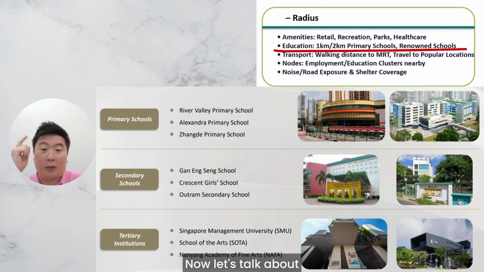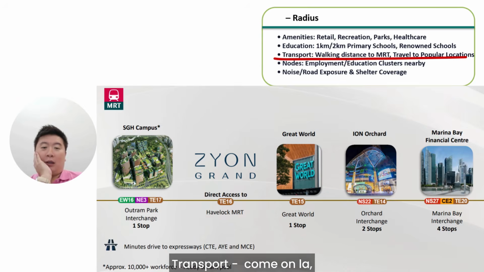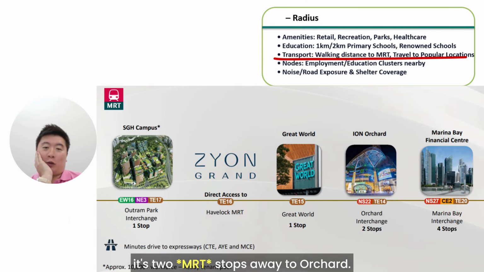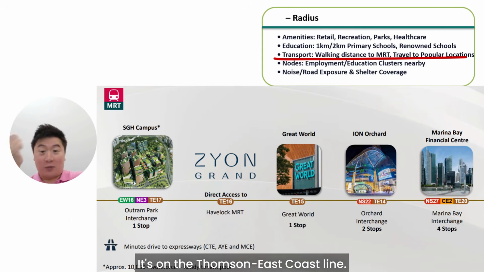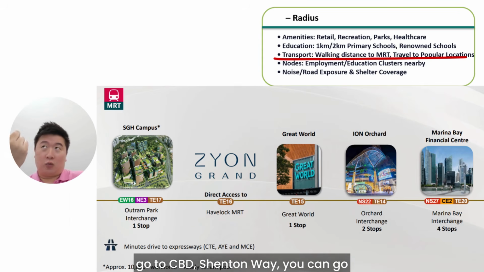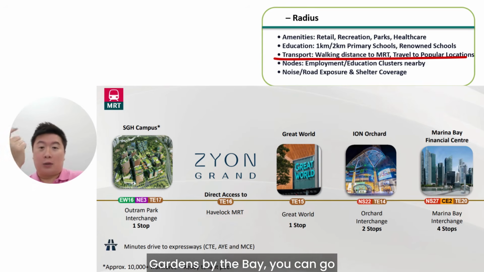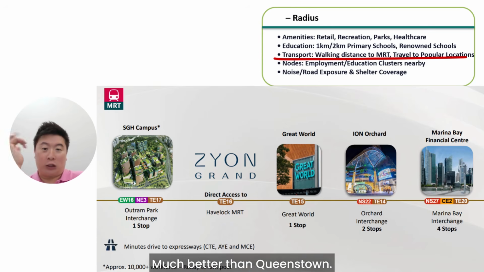Okay, now let's talk about transport or connectivity. Transport, come on, it's 2 bus stops away to Orchard. It's very well connected. It's on the Thomson East Coast line. So that means that you can go to CBD, Shenton Way. You can go to Maxwell. You can go to Gardens by the Bay. You can go to Airport. You can go to Woodlands RTS. It's extremely well connected, much better than Queenstown.